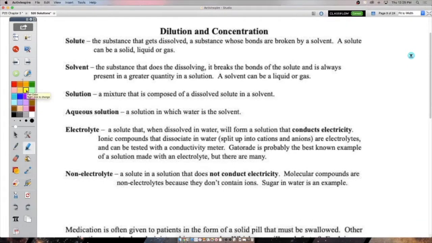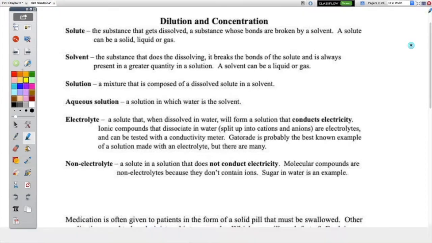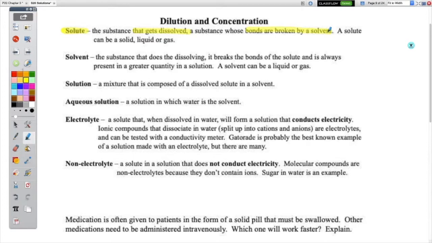Once again, to get started, we'll look at some important terms we need to know when we're talking about solutions, so that we can make sense of the properties when it comes time to do that. The first thing to know is a solute. The solute is the thing that gets dissolved in a substance, the thing whose bonds end up broken by a solvent. A solute can be a solid, a liquid, or a gas. For example, if you make Kool-Aid, the sugary powder is a solid. You dissolve it in a liquid.